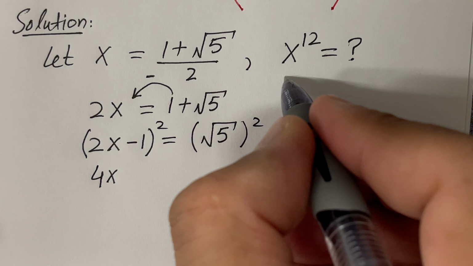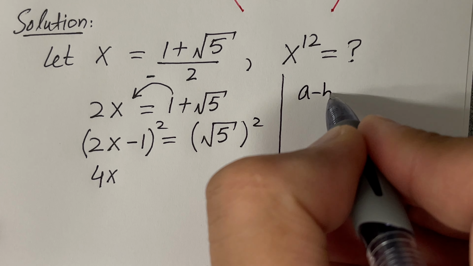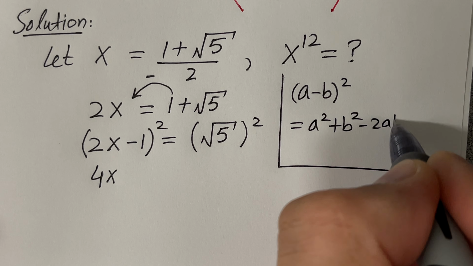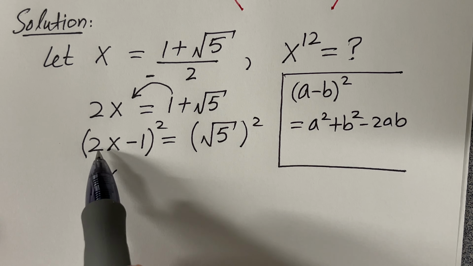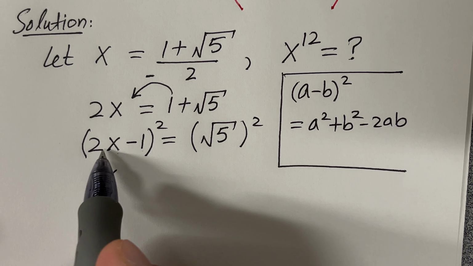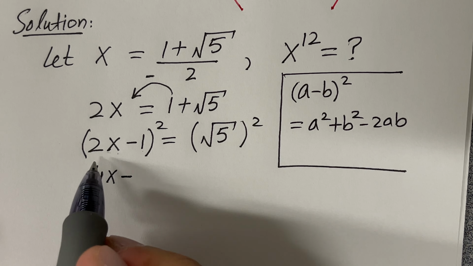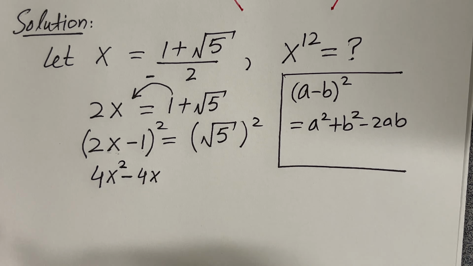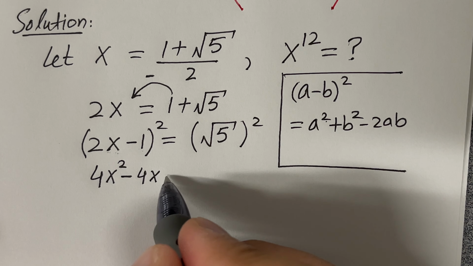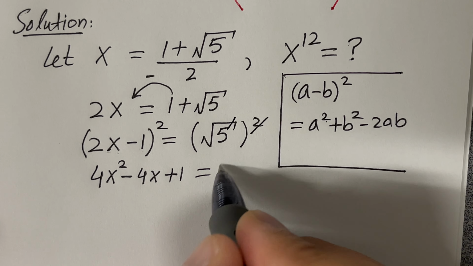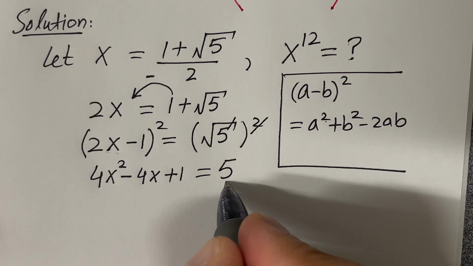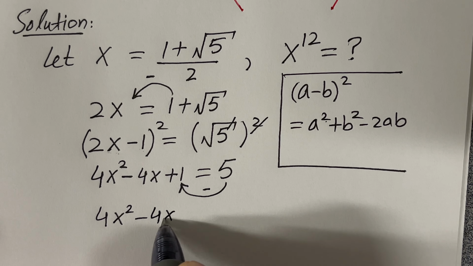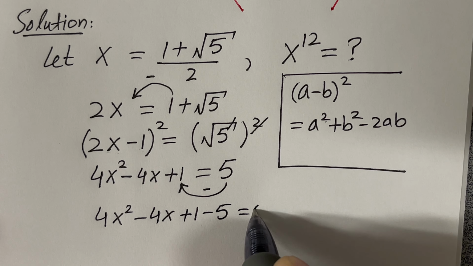We have this formula that says (a minus b) whole square is a square plus b square minus 2ab. We have here a is equal to 2x, b is 1, a square is 4x square, minus 2 times the product of a and b, 2 times 2 is 4x. Sorry, we will have a square here. Plus 1 equal to, these cancel and we will have 5. Let's move this 5 to the left hand side. Then we will have 4x square minus 4x plus 1 minus 5 equal to 0.